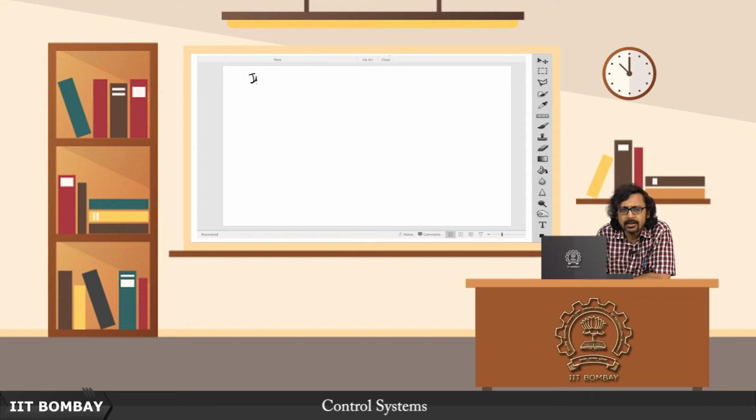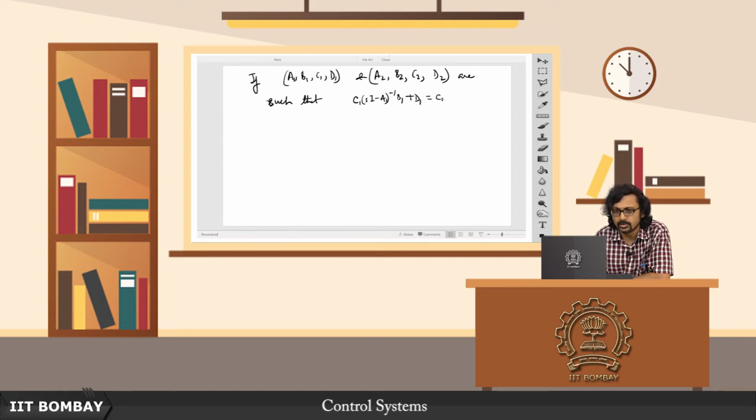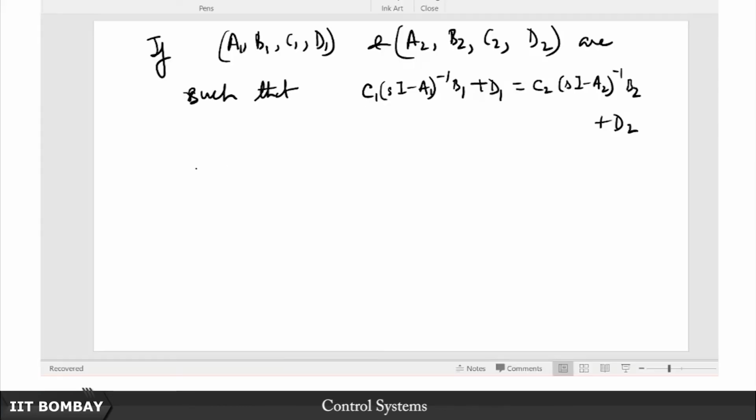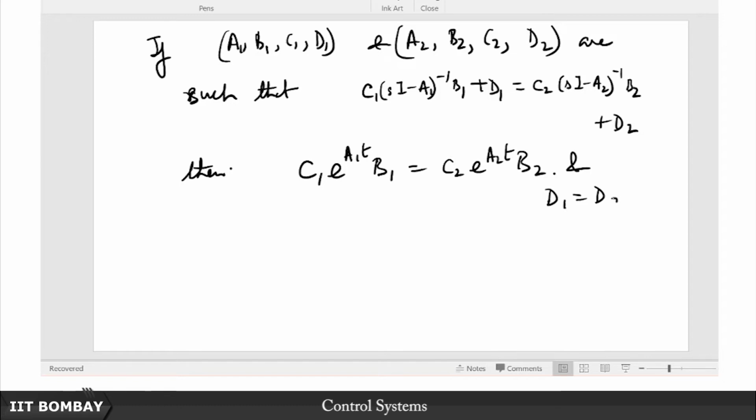So what I am saying is, if A1, B1, C1, D1 and A2, B2, C2, D2 are such that C1 (sI minus A1) inverse B1 plus D1 is equal to C2 (sI minus A2) inverse B2 plus D2, then C1 e to the power A1t times B1 is equal to C2 e to the power A2t times B2, and D1 is equal to D2. So this is the first important stepping stone.